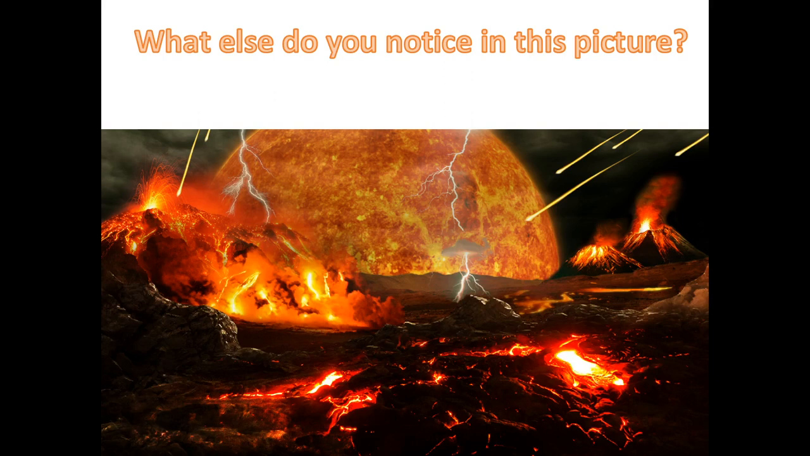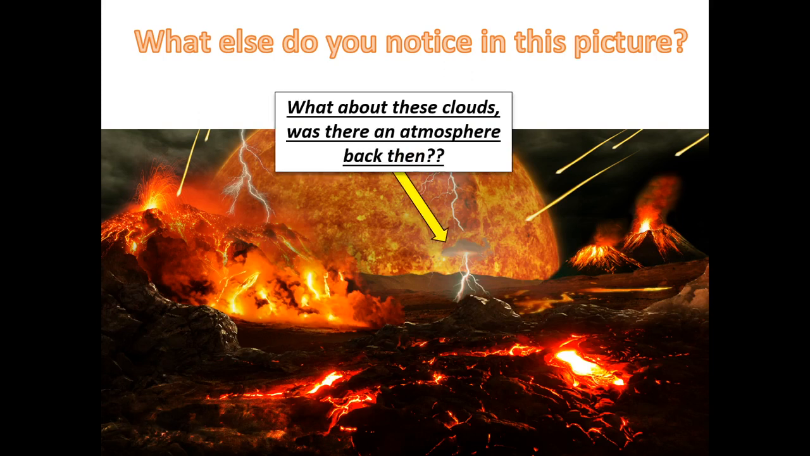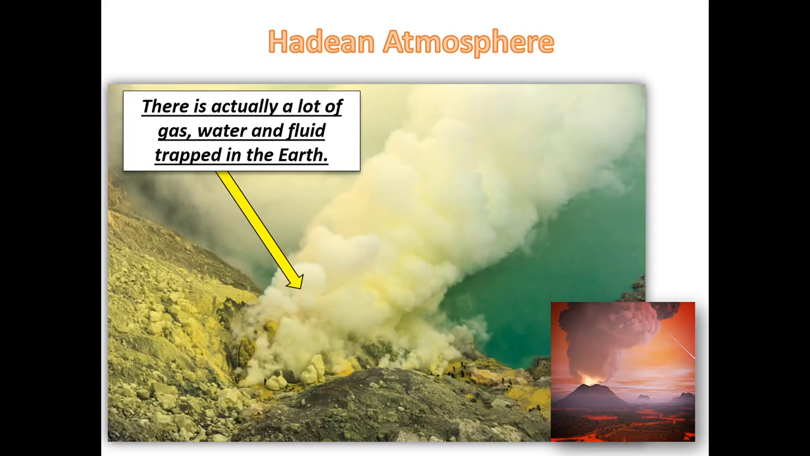So what else do we see in this picture? Let's go back to our picture here. Take a look at other aspects of Earth that might be interesting. So we see these clouds. A good question is, was there an atmosphere back then? There's actually a lot of gas, water, and other fluids trapped in the Earth, right? And to this day, if you go to a volcano, you see a lot of gas being released, sulfur. You can see the elemental yellow sulfur being belched out of this volcano, condensing onto the Earth, right?